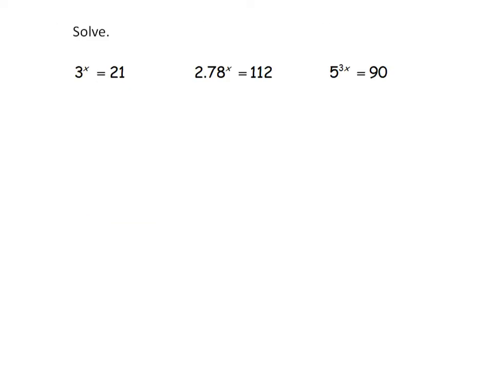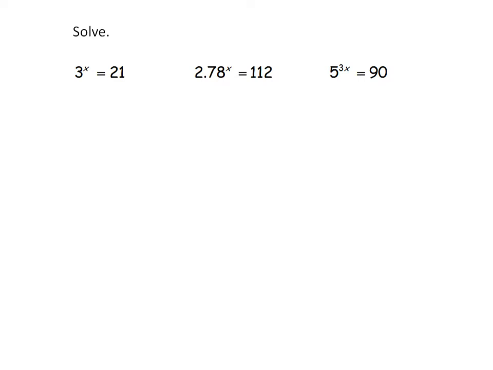Alright, so the first example says 3 to the x power equals 21. The first step on the previous screen was isolate the base and the exponent. Notice in this situation, we already have the base and the exponent isolated, and it equals 21. So that's done. And you'll probably notice that we've done something like this in previous lessons already. They're going to get a little bit more complex in a couple of examples.